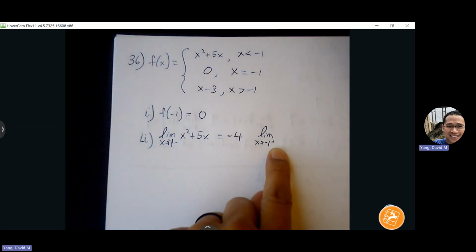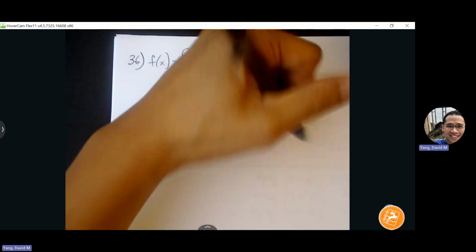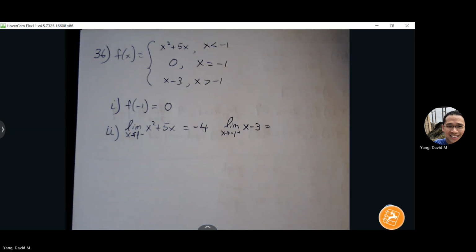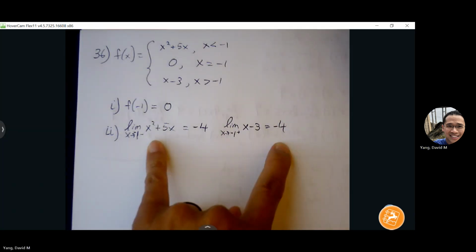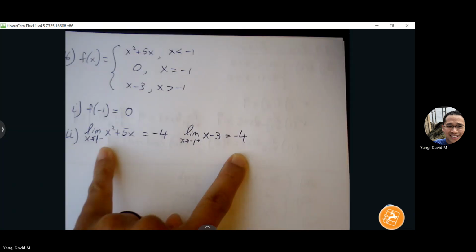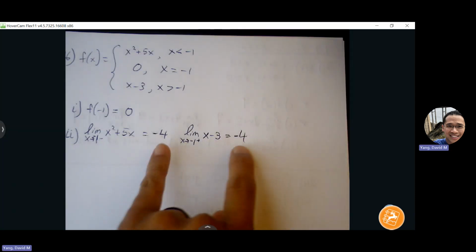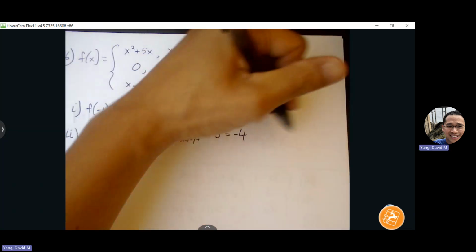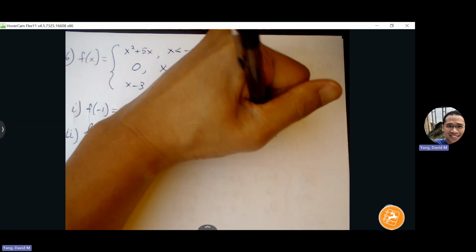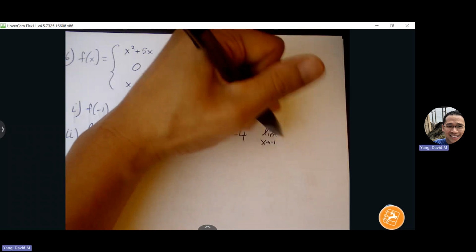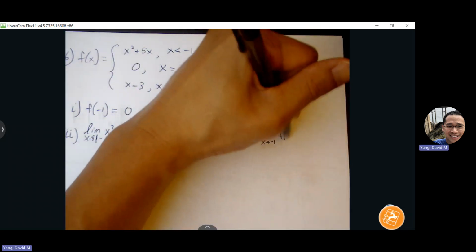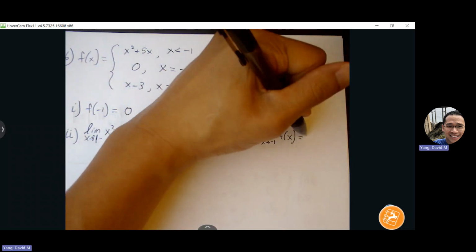From the right side of -1, we know that's talking about the x minus 3. What do we get here? Also -4. What can we conclude? The one-sided limits, are they in agreement? Yes, therefore the full limit exists, right? So now we can drop the plus or minus. We can just say the limit of f of x is equal to -4.